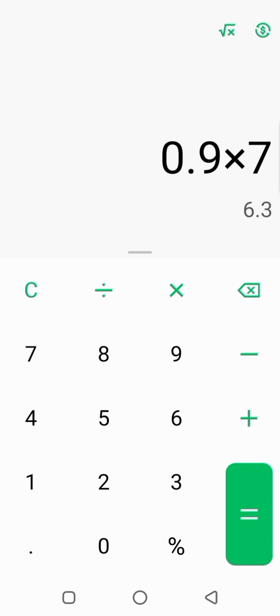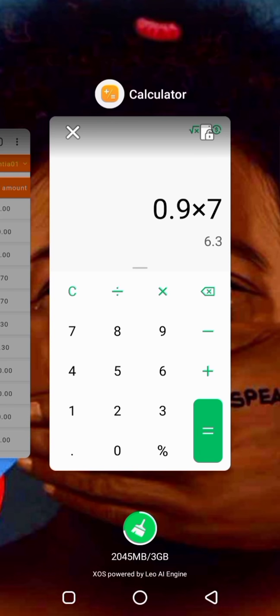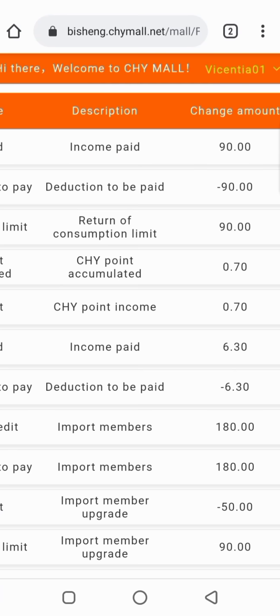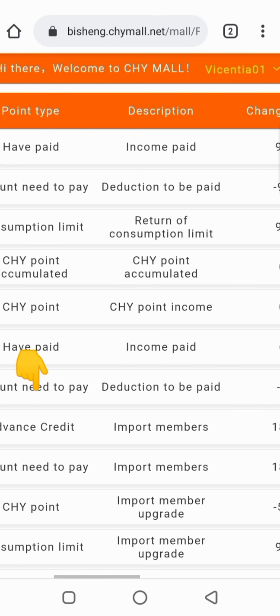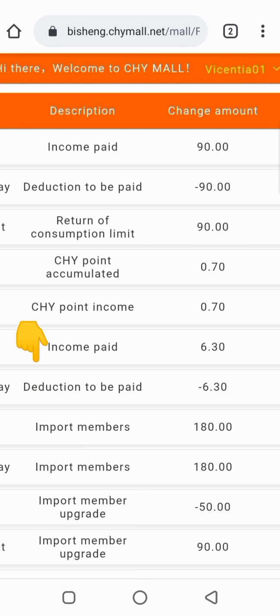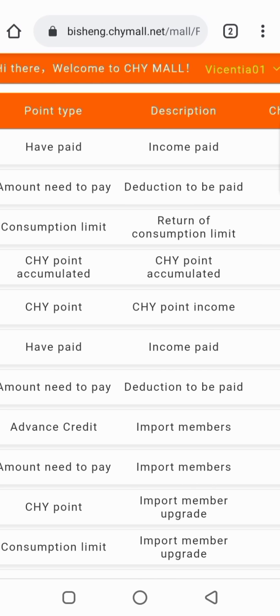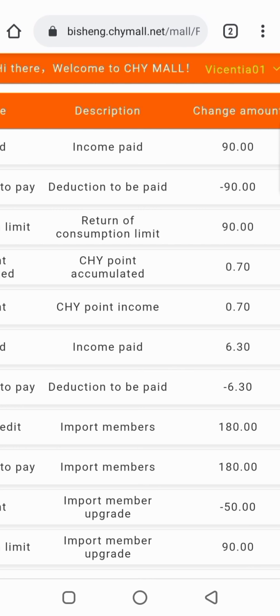So the company is taking 90%, which is the 6.3, and they are giving me 10%. I'll get to that, but I want to show you that 0.9 times the 7 is 6.3. So that's what the company has taken. You can see it here: amount needed to pay, deduction to be paid, minus 6.3. That's what the company has deducted, and income paid is the same thing, 6.3. That means that's what I've paid.